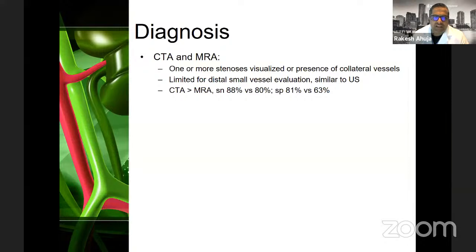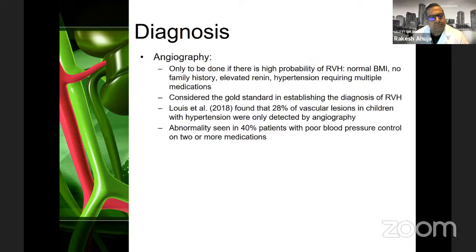Next up is CTA and MRA. The concept remains the same. Yes, there are different modalities, but they can visualize the stenosis or even the presence of collateral vessels. It's limited as far as the distal small vessel evaluation is concerned, which is similar to ultrasound, and again they have a very high sensitivity and specificity as listed here.